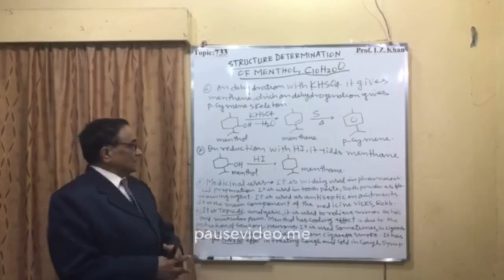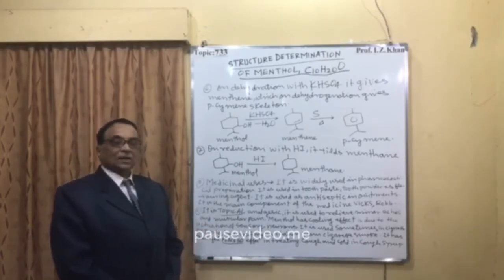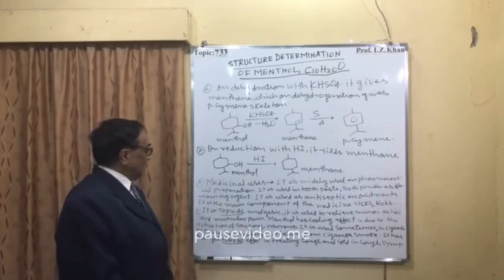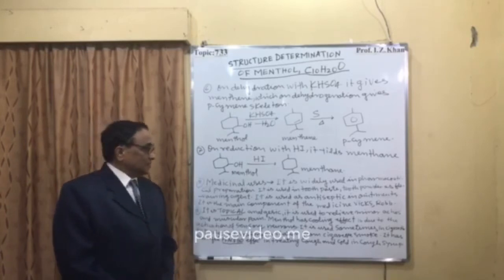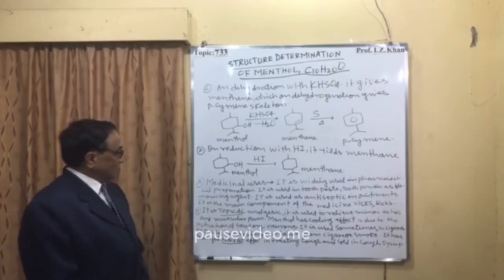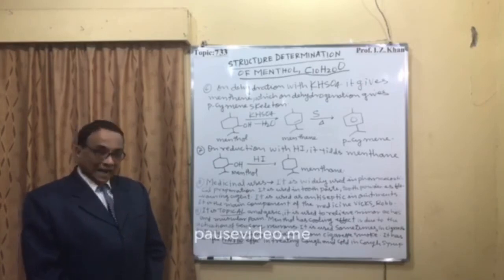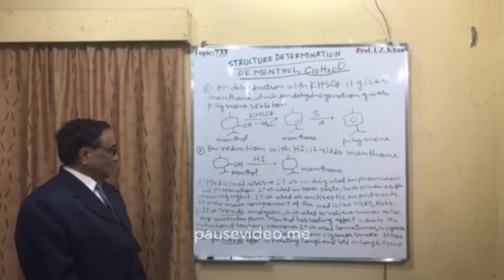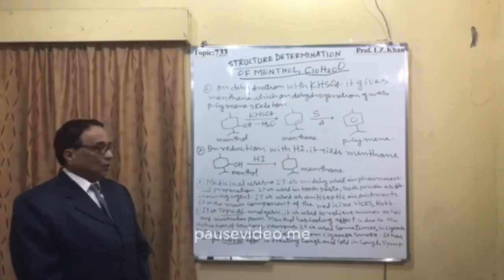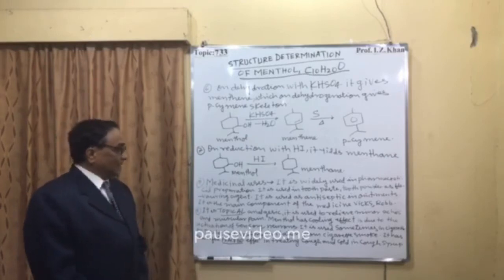Now I am giving the medicinal importance of menthol. It has a lot of pharmaceutical uses. It is widely used in pharmaceutical preparations. It is used in toothpaste, tooth powder, mouthwash, as a flavoring agent. It is used as an antiseptic in ointments, and it is the main component of medicines like Vicks, Rawl or Mentholatum. Number 9, it is a topical analgesic.